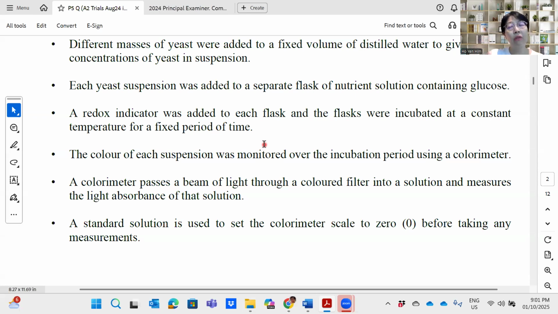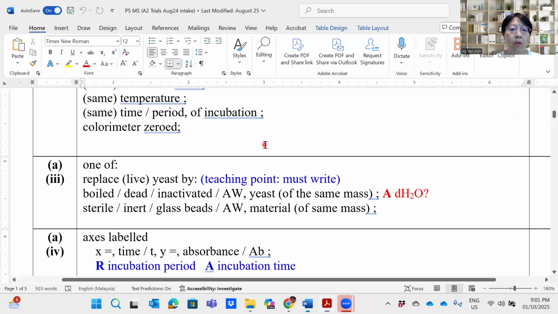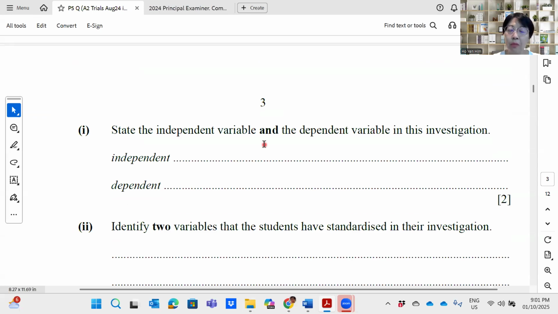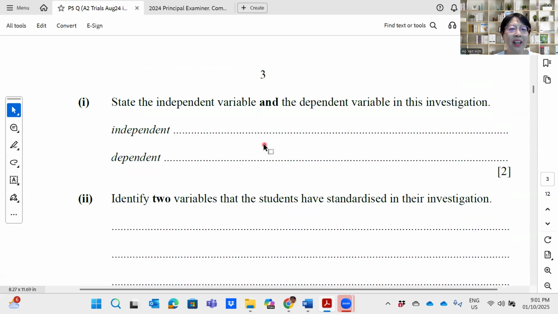Have you ever thought of that? This is a possible question in the exam. What is the difficulty of measuring color change for Benedict's test versus color change using the redox indicator? Okay, so today I give you a lot of tips. This is called exam tips.